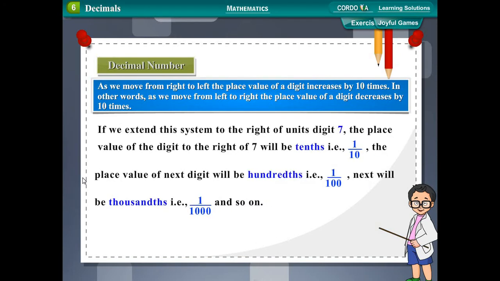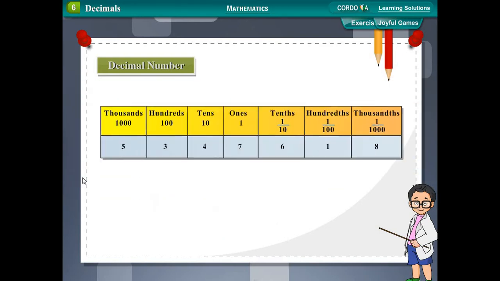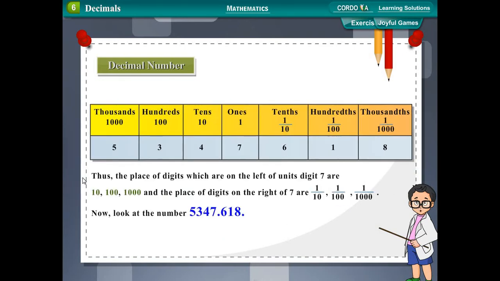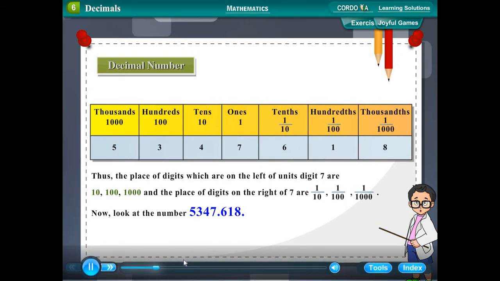If we extend this system to the right of units digit 7, the place value of the digit to the right of 7 will be tenths, that is 1 upon 10. The place value of next digit will be hundredths, that is 1 upon 100. Next will be thousandths, that is 1 upon 1000, and so on. Thus, the place values of digits which are on the left of units digit 7 are 10, 100, 1000, and the place values of digits on the right of 7 are 1 upon 10, 1 upon 100, 1 upon 1000.